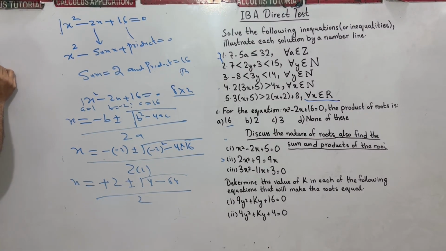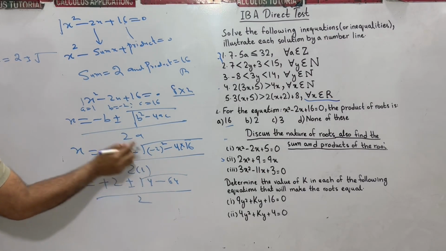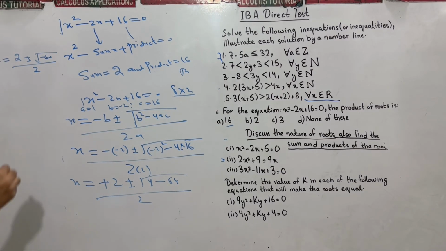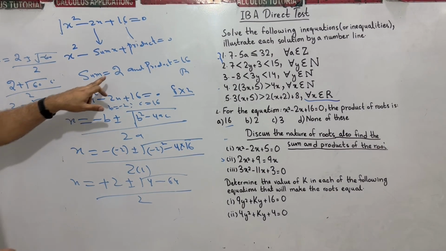Let me utilize this space. x is equal to 2 plus minus square root of 4 minus 64, which is negative 60, divided by 2. So these are our roots. Our roots are 2 plus root 60 iota over 2, and the second one is 2 minus root 60 iota over 2. If we sum them, we will get 4.